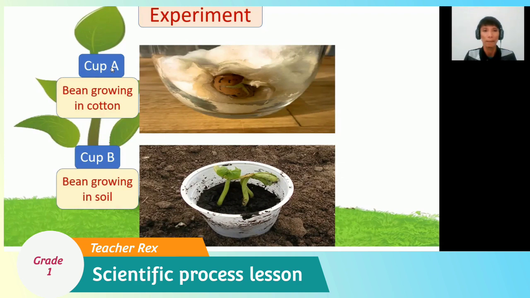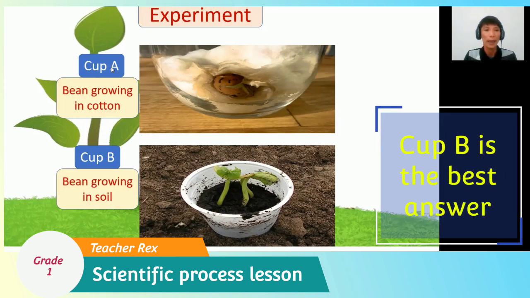Cup A, bean growing in cotton. And in cup B, bean growing in soil. I repeat, in cup A, that is bean growing in cotton. In cup B, that is bean growing in soil. Okay, let's proceed to the other picture.